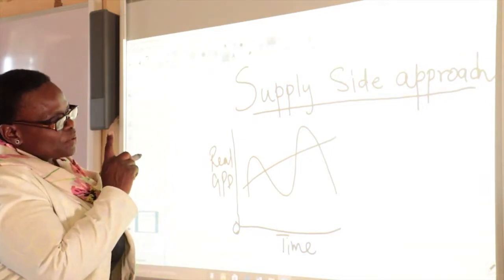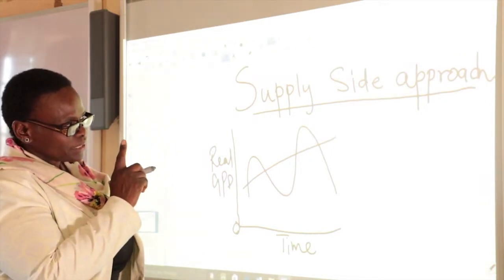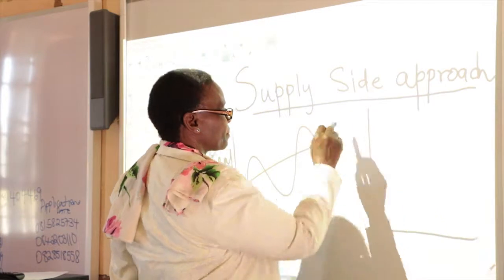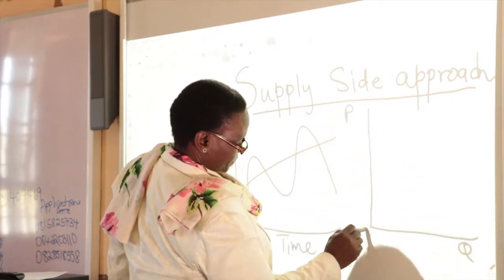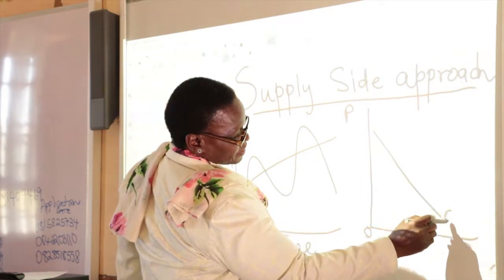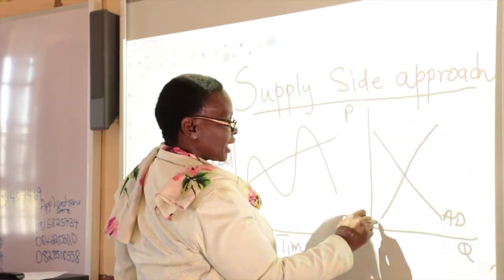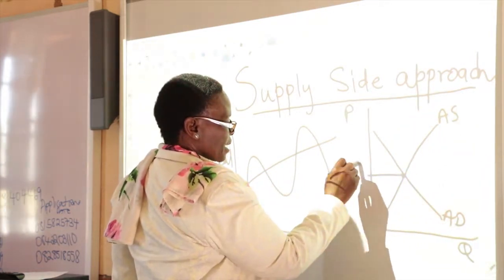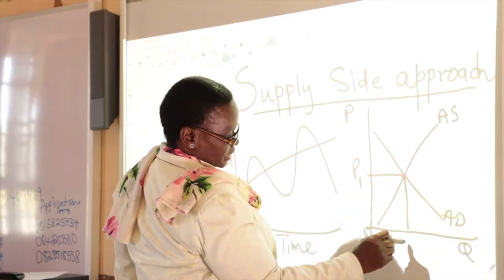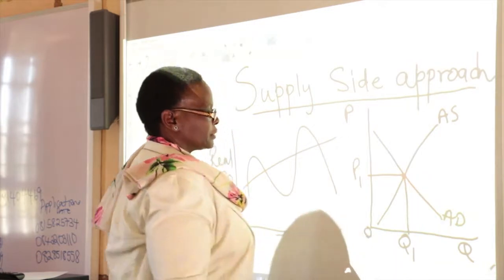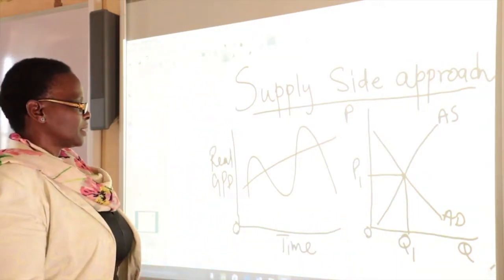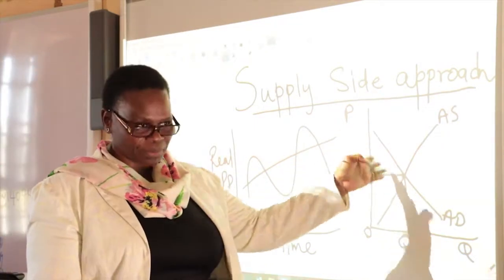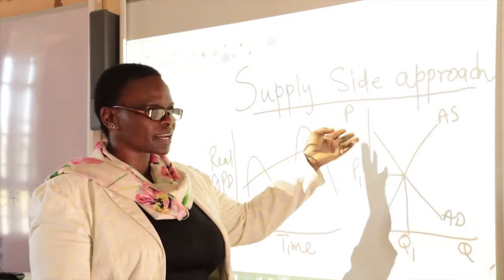So whatever we have covered with the demand side approach, to stimulate the economy, you will remember this diagram: price, quantity, aggregate demand, and aggregate supply. Price level at the equilibrium point, then quantity Q1. So you will recap from what we have done with the demand side approach. If it is the demand side approach, it means we manipulate the aggregate demand.